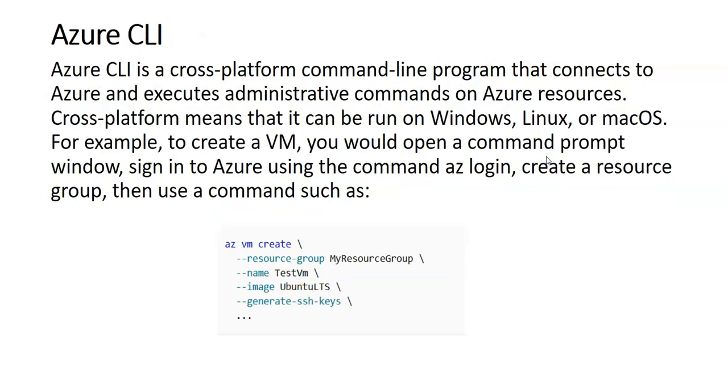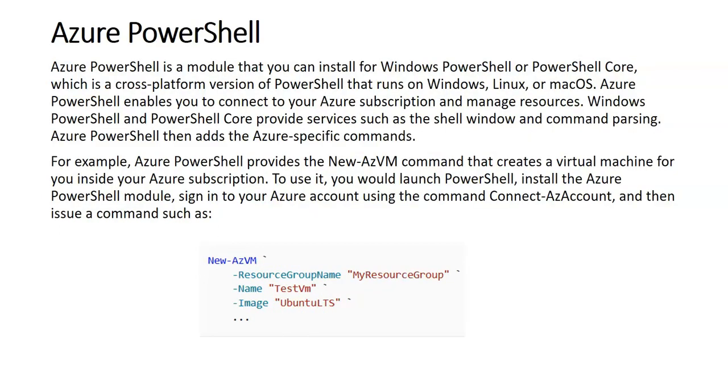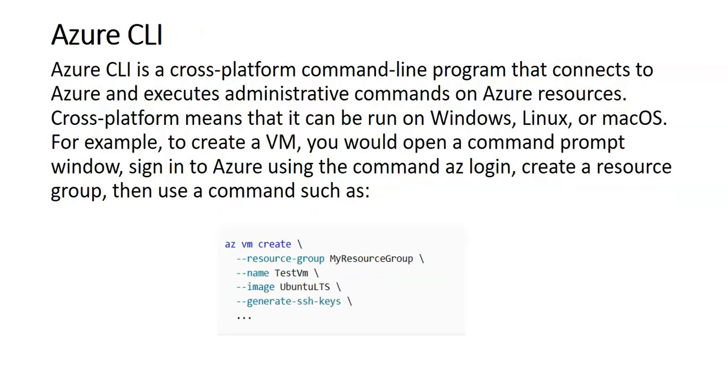You have the Azure CLI, a cross-platform command line program that connects to Azure. Same as the PowerShell, but the command line syntax is different. So here it is New-AzVM, here it is az vm create with resource group. The syntax is different, but the same things that you can do with PowerShell, you can do with the CLI as well. You also have to install this on your computer from which you are accessing your portal.